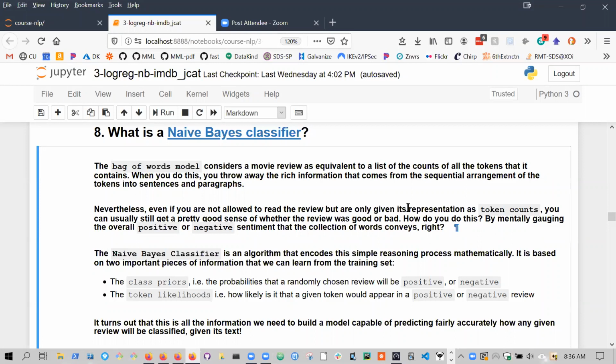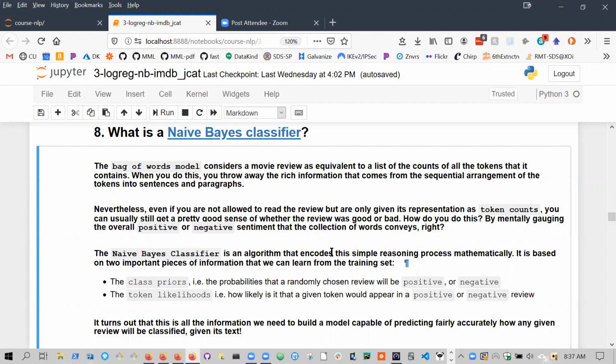Or if you find words like boring or dull or bad or worse, and there's a lot of prevalence of those kinds of words, then you would think that the reviewer didn't like the movie. So even without the information of the sentences and paragraphs, just the words and how many times each one was used, you could hope to get an idea of whether the review is good or bad. And that's what the naive Bayes classifier is trying to do.